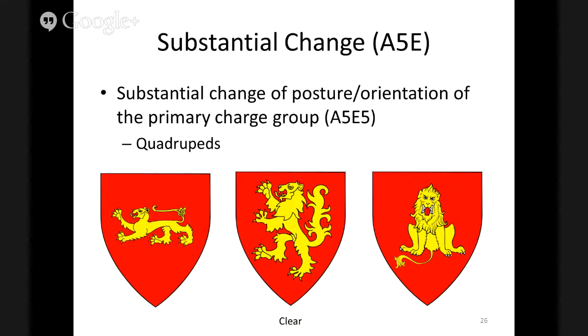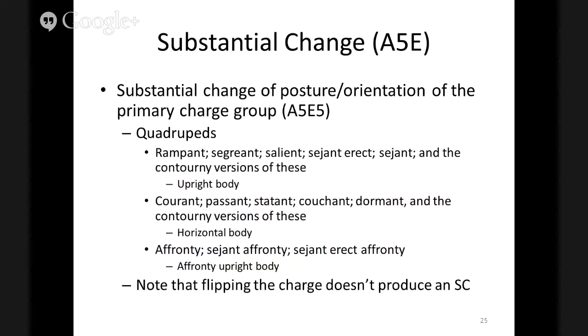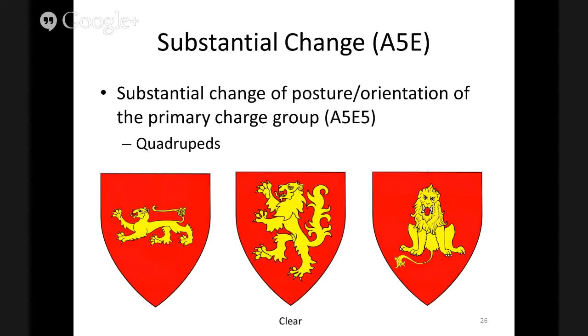So, looking at quadrupeds, we have some lions. What's the first lion? What's the posture? Passant. How about the middle one? Rampant. And the third one? Affronti. Sejant affronti. Sitting. So these all three are clear by complete change of posture. These are the three different categories that we have here for quadrupeds. They're clear of each other.